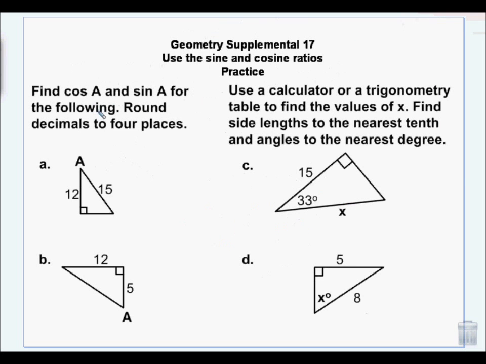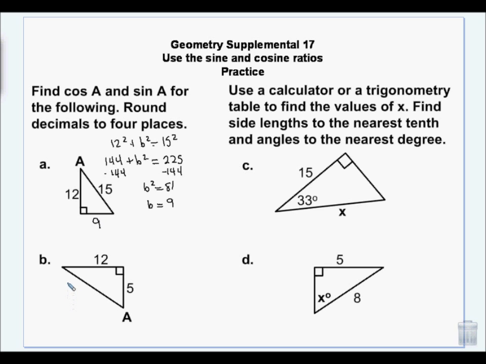All right, we have cosine and sine for A. I have the hypotenuse and I have the side. I need to find this side right here. So 12 squared plus b squared equals 15 squared. So 144 plus b squared is equal to 225. Subtract 144 from both sides. And b squared is equal to 81. So b is 9.